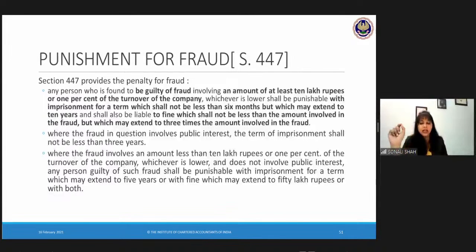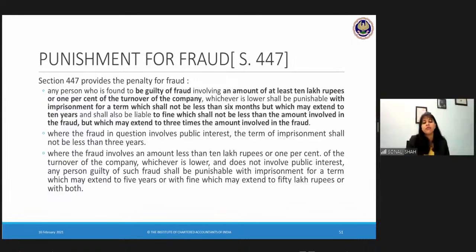Plus there is a fine. What is the fine? It shall not be less than the amount involved in the fraud, but it could extend to 3 times the amount. So let's say the fraud was for 10 lakh rupees, then the person will be liable for imprisonment from 6 months to 10 years, and he will be liable to a fine of the amount involved in fraud or up to 3 times the amount involved in fraud.